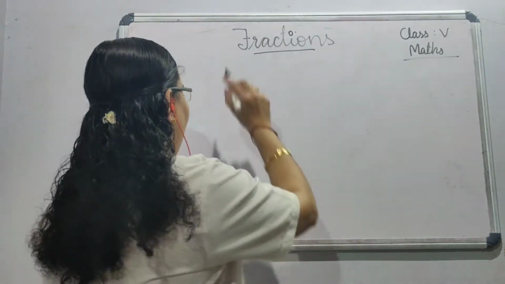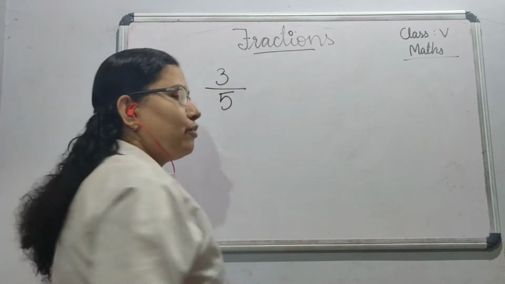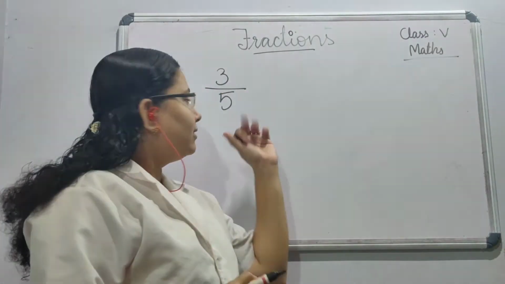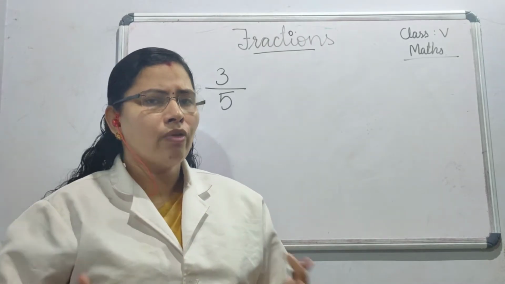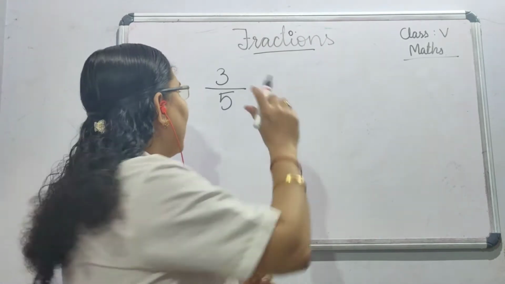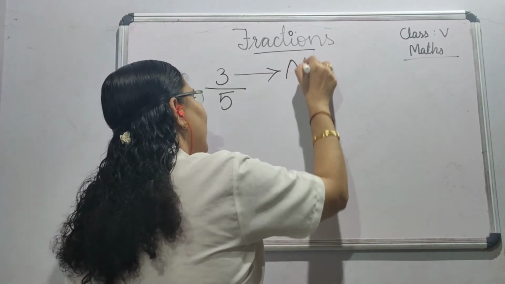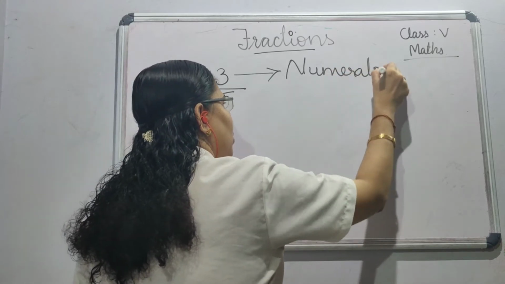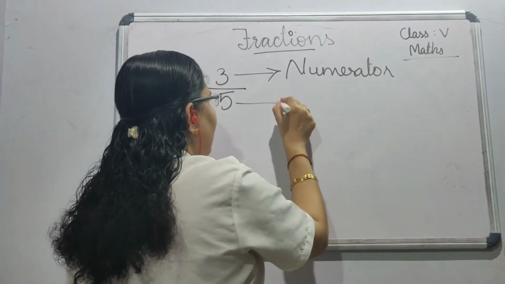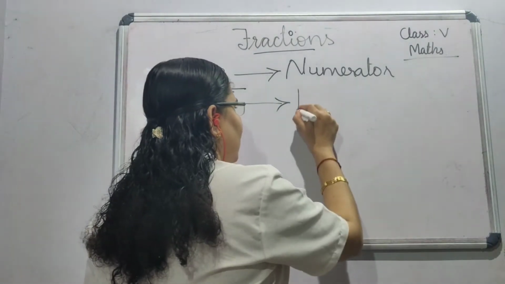I'll write the number here, 3 by 5. This is a fraction. How can we identify a fraction? A fraction will be having a numerator part. This upper part is called a numerator and this is called a denominator.